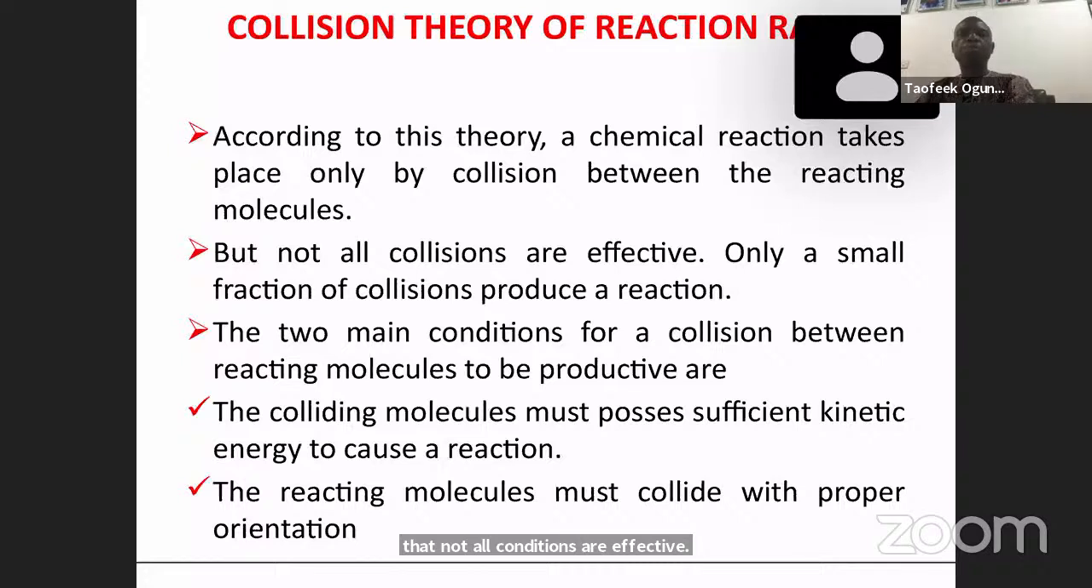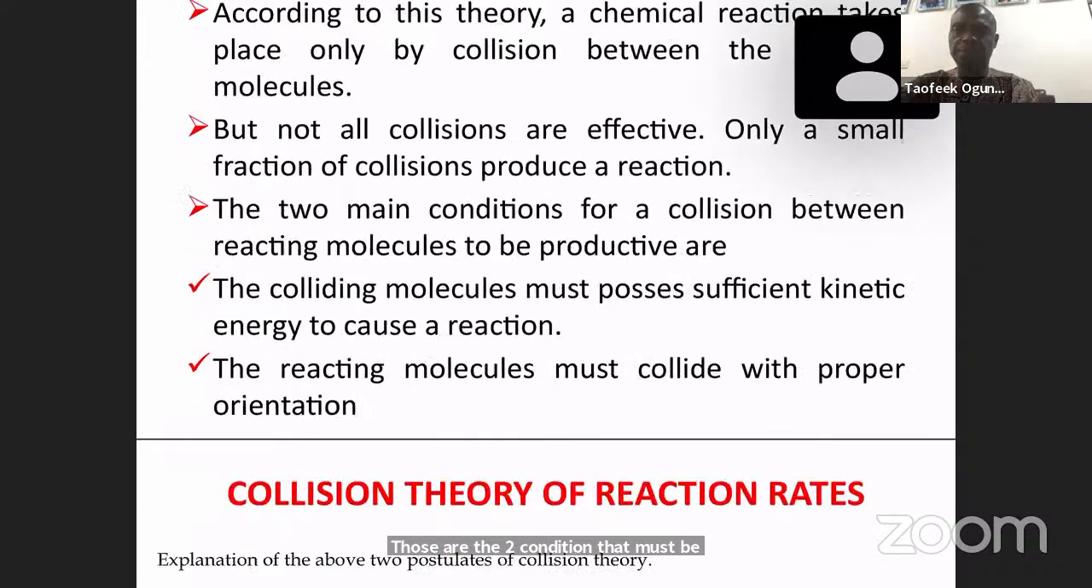The two main conditions for a collision between reacting molecules to be productive are: the colliding molecules must possess sufficient kinetic energy to cause a reaction, and the colliding molecules must also collide with proper orientation. So collision is not enough. For reactions to take place, there must be collision, but for you to have a reaction, the collision must happen with sufficient kinetic energy and proper orientation. Those are the two conditions that must be fulfilled before a collision can become effective.